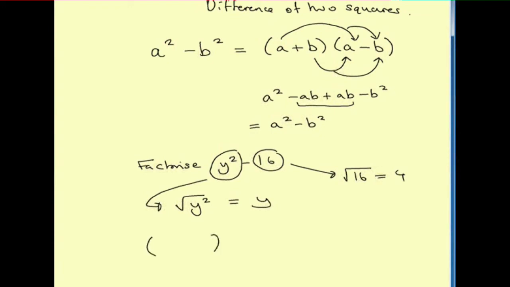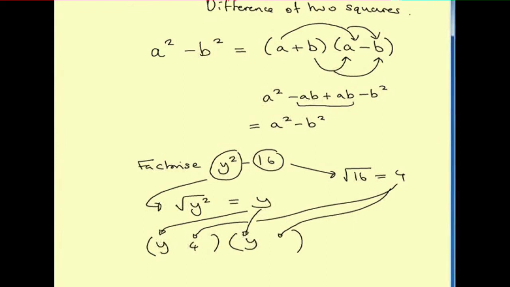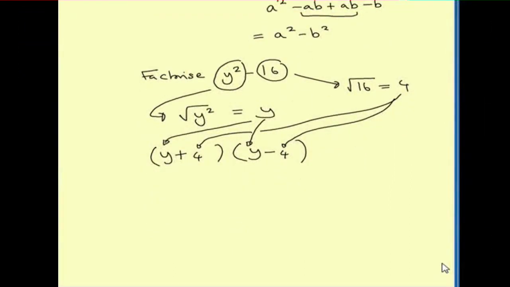We then construct two brackets, put the square rooted y squared, which is y, in each bracket, as well as the 4 in each bracket. And then in the first bracket you put a plus, and in the second bracket you put a minus. And just to prove that this works, if we expand it, we get y squared minus 4y plus 4y minus 16. That will cancel out, leaving y squared minus 16.